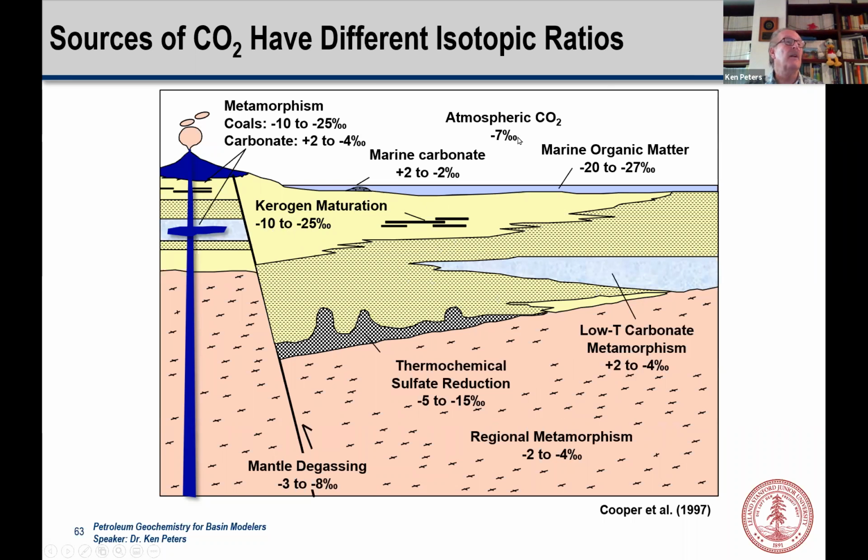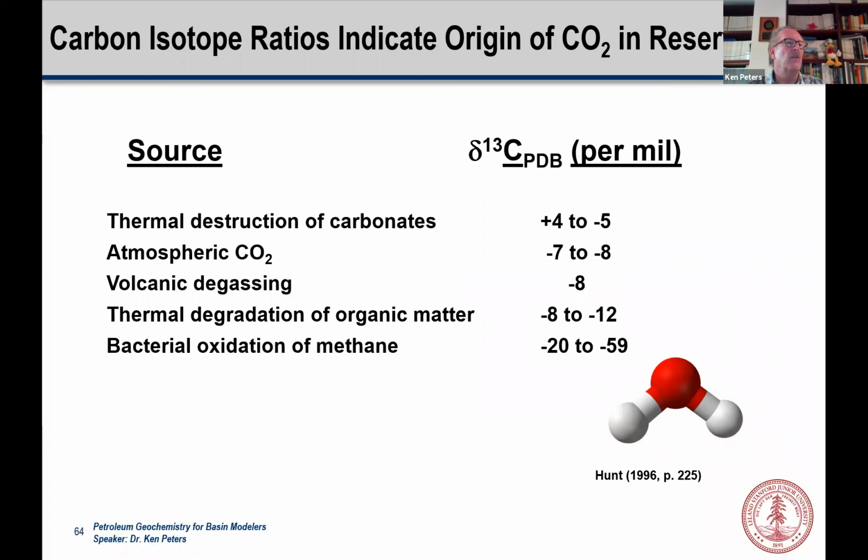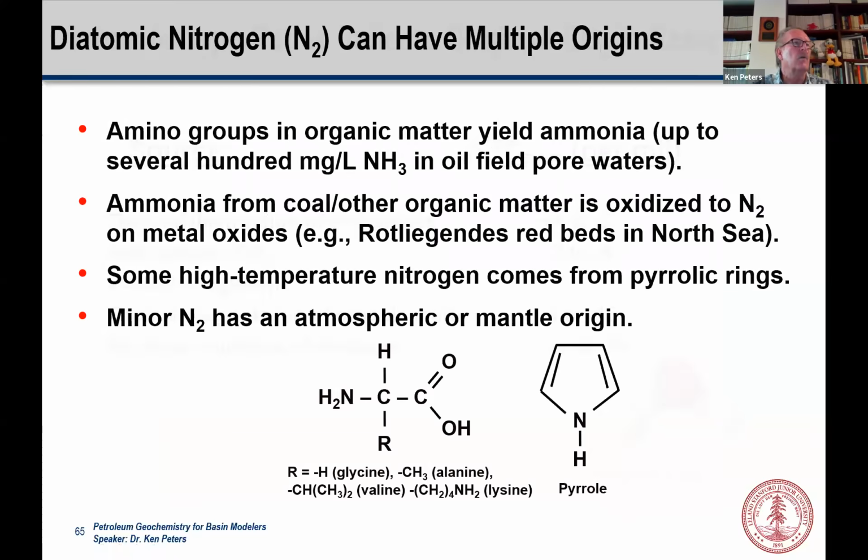Atmospheric CO2, if you've contaminated your sample with atmospheric CO2, is about -7. There's an equilibrium isotope fractionation between bicarbonate in the water and CO2 in the atmosphere. So you can distinguish these different sources of CO2 in many cases by looking at them. Here's thermochemical sulfate reduction that produces CO2 that's isotopically negative. And this is a table from John Hunt's book in 1996 that says, gee, we can actually differentiate some of these just by looking at the carbon isotope composition of the CO2.